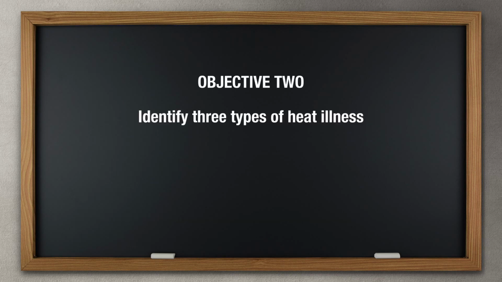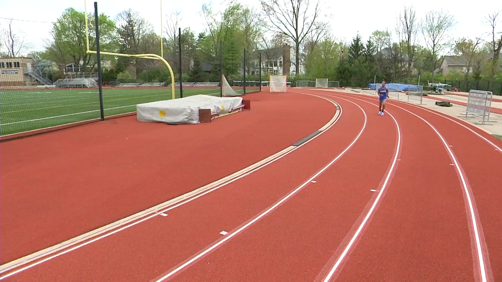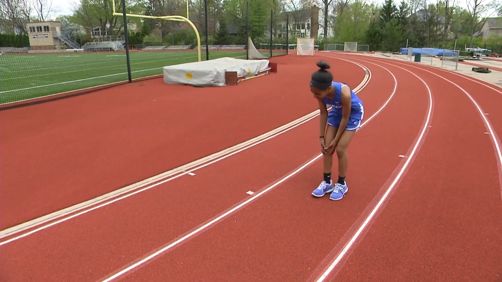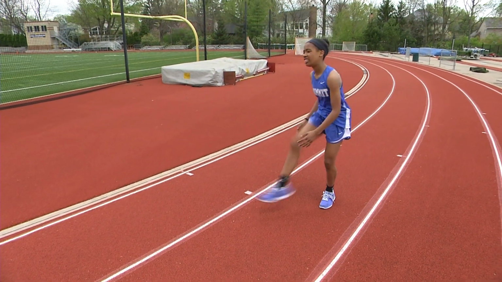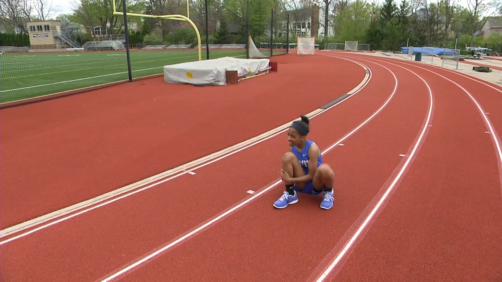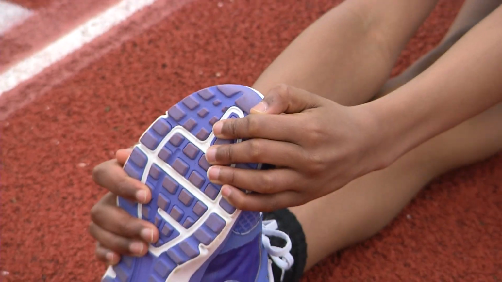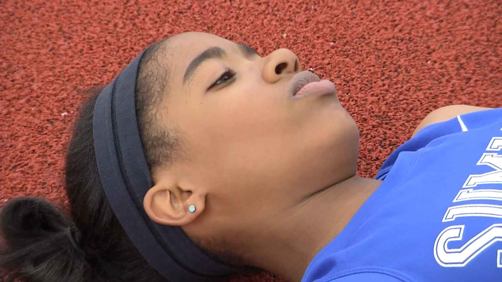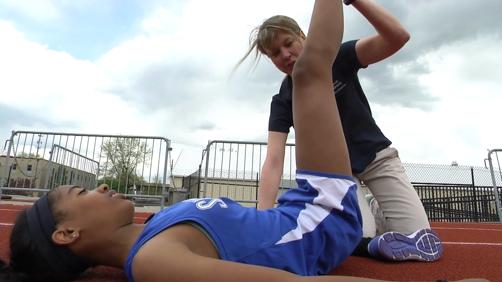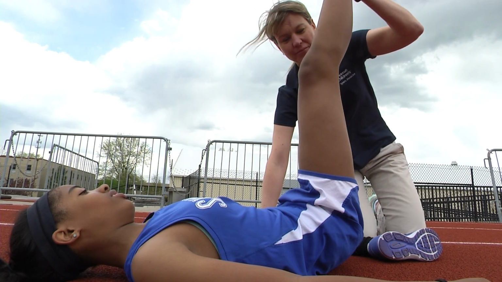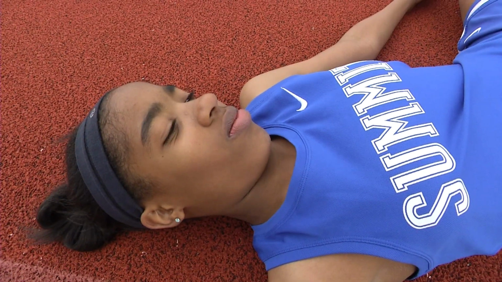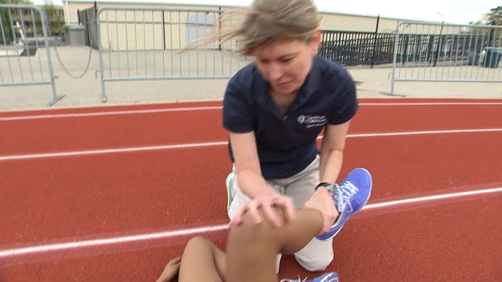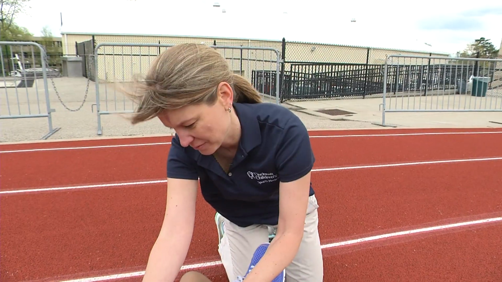Objective 2. Identify 3 types of heat illness. There are 3 types of heat illnesses which can progress along an increasingly serious continuum. 1. Heat cramps are painful, involuntary muscle contractions, usually in the muscles of the arms, legs, and torso. Heat cramps may occur alone, or they may be one of several symptoms of heat exhaustion. 2. Heat exhaustion is elevated body temperature and other signs and symptoms which, if left untreated, can progress to heat stroke. 3. Heat stroke is the most serious type of heat illness and can lead to death if not treated.